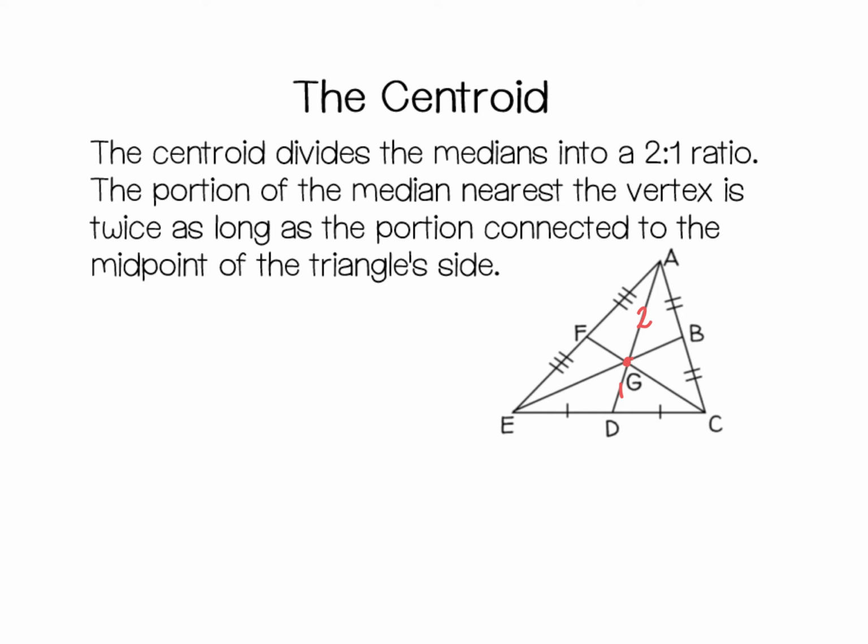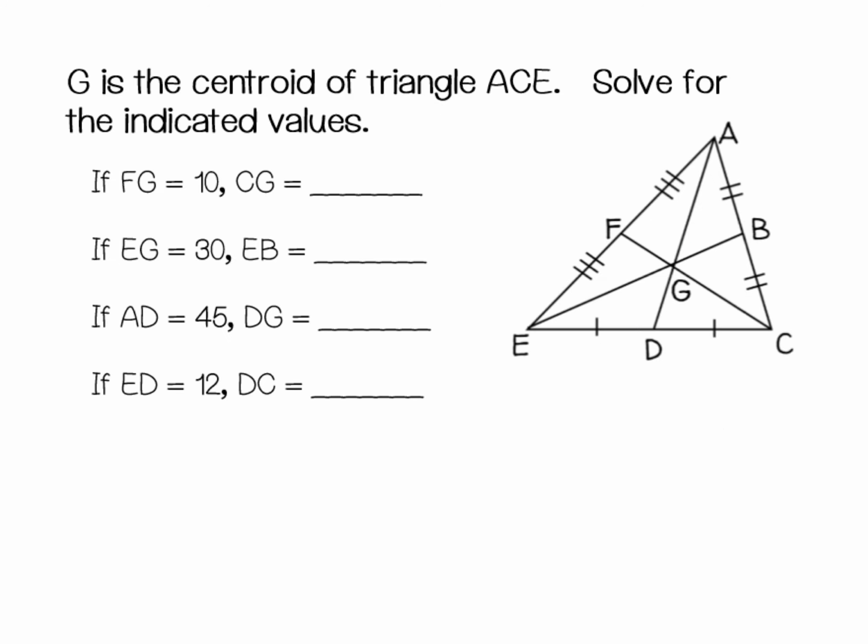All right, so we're going to do a couple examples like that. In this case here, again, G is our centroid. So if FG is 10, I'm going to know what is CG. FG is the short part, so the longer part has to be twice that, or 20. The next one says EG is 30. Okay, so that is the long part. So the short part here has to be half of that, or 15.